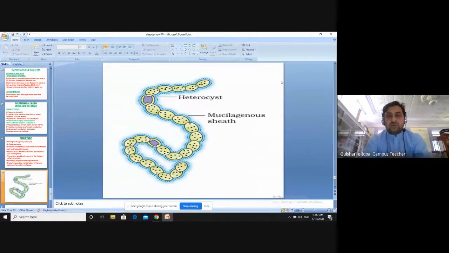This blue color region is known as chromoplasm, and from the inner cell wall you can see there is a white region. That white colorless region is known as centroplasm. So this is one of the examples of cyanobacteria. This is known as nostoc.